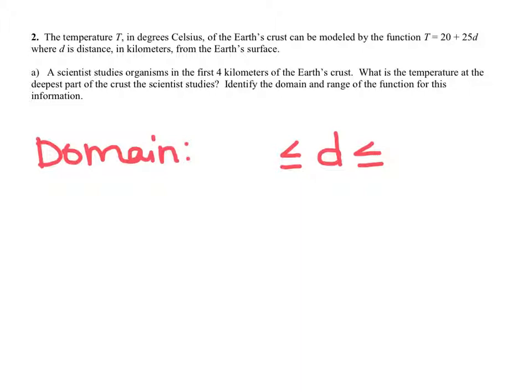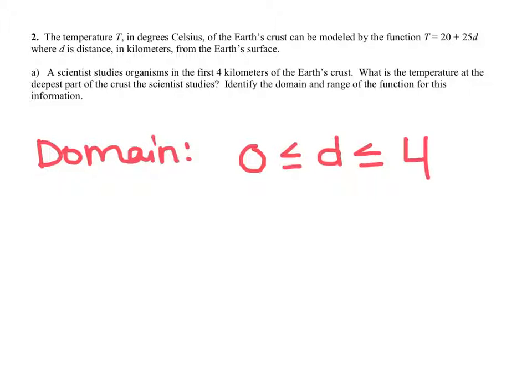The lowest that you can drill into the Earth's crust is 0, because if it was negative, that would be drilling kind of above the surface of the Earth. That doesn't make sense. And then the problem tells us the restriction on d. It says that the scientist plans to only go 4 kilometers deep. So he's not going to go beyond that.